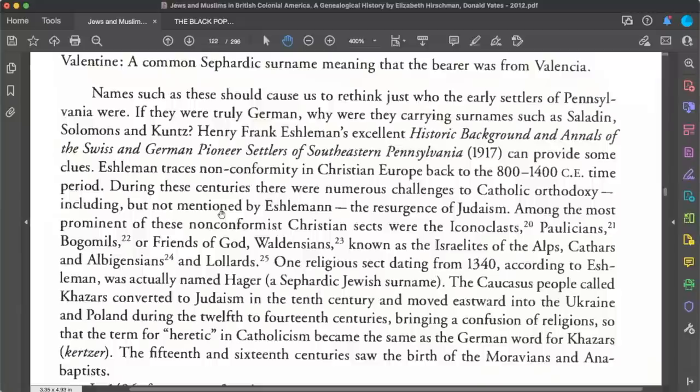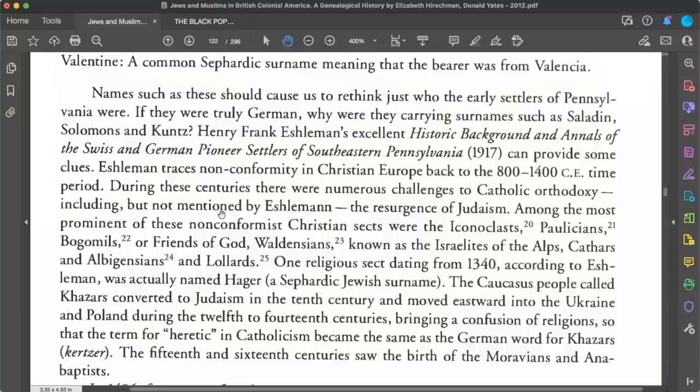All right, we're about to get into the Khazars, right? Who's the Khazars? We already know. Let's see what they're going to tell us here. It says the Caucasus people, called Khazars, converted to Judaism in the 10th century and moved eastward into the Ukraine and Poland during the 12th to 14th centuries, bringing a confusion of religions so that the term for heretic and Catholicism became the same as the German word for Khazars or Kurtzer.